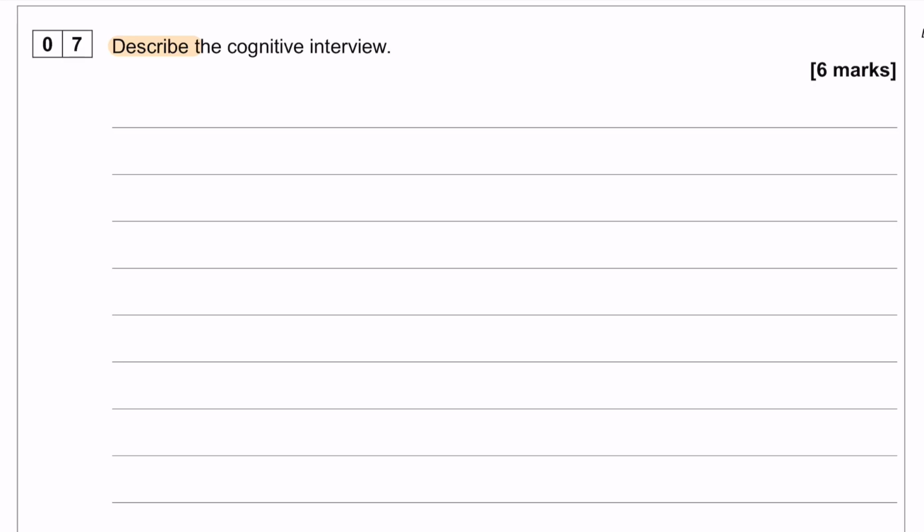Okay, so for me, I think the best way to deal with this question is to split it into 3 sections. I'm going to do a section on what the cognitive interview actually is, then I'm going to pick 2 specific techniques. I'm going to explain what those techniques are, and I'm going to explain how those techniques improve eyewitness testimony. Okay, so I'm roughly working with 2 marks per section, thereabouts.